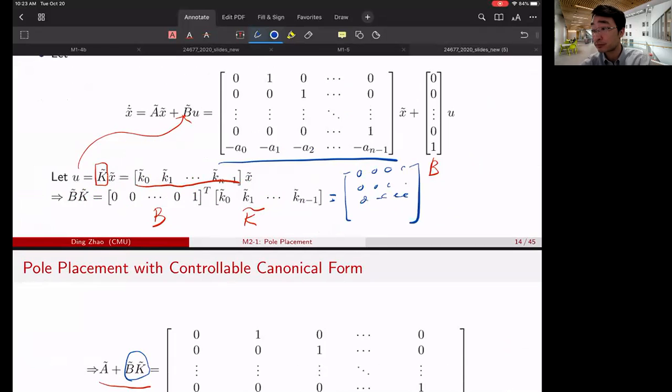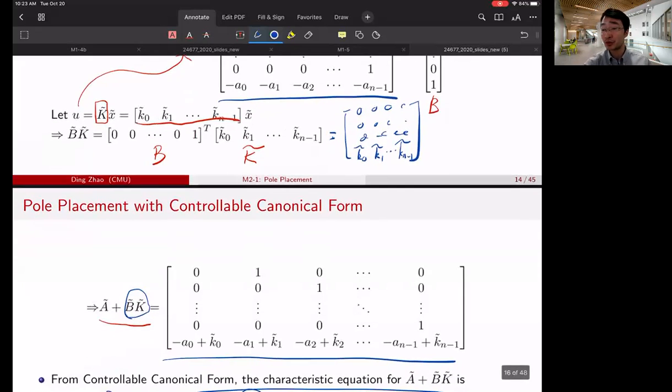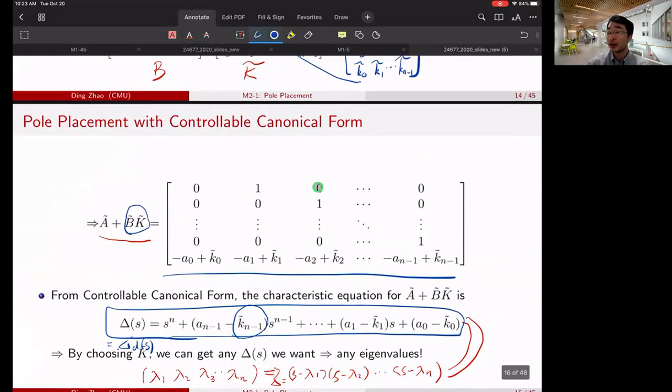is k0 tilde, k1 tilde, until k(n-1) tilde. Right, so this is BK. And if we add this BK to A, this A tilde, so we add these two things together. You can see this BK is directly added to the last row. And this is what you get, because this is still in the controllable canonical form, because all these ones are off diagonal, and you only change this part.